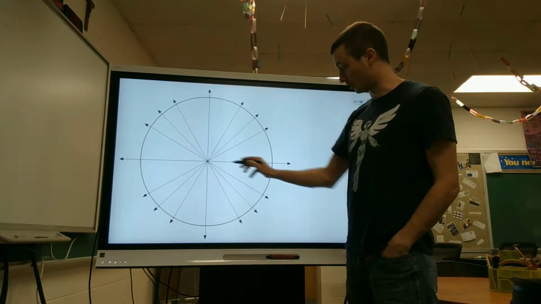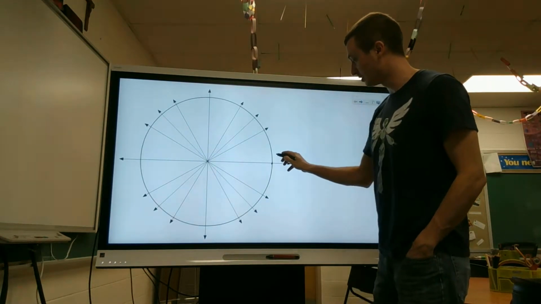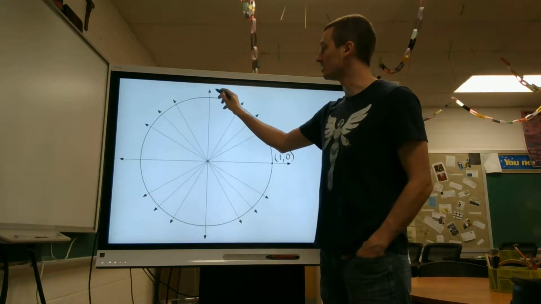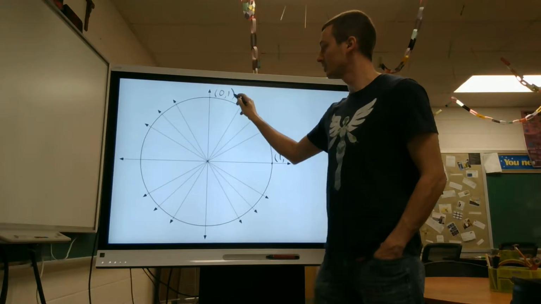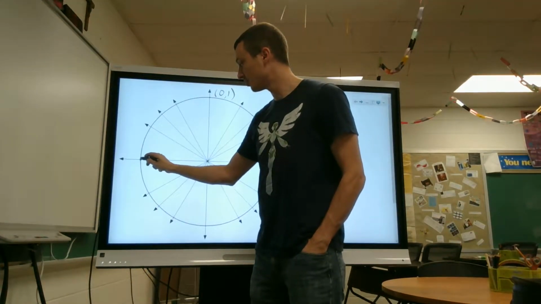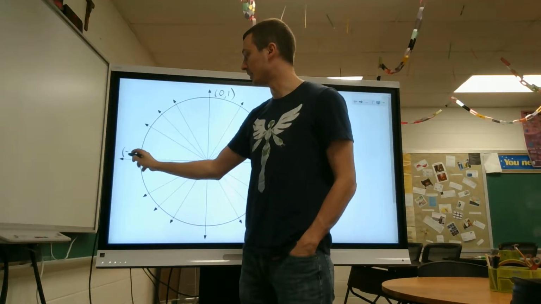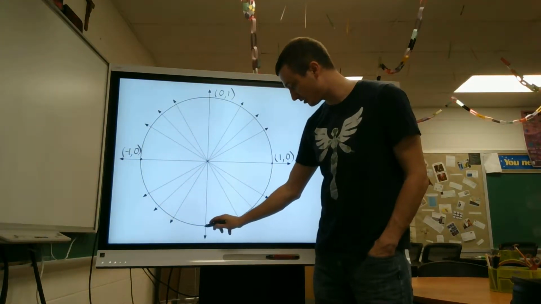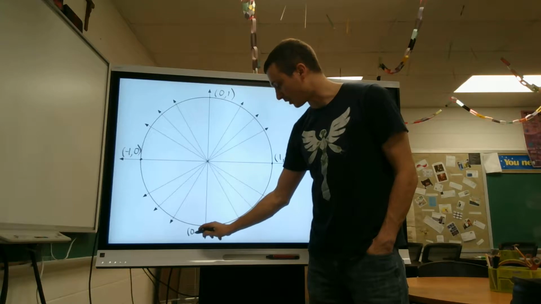So this would be the origin. This point would be 1, 0. This point would be 0, 1. This point would be -1, 0, and this point would be 0, -1.